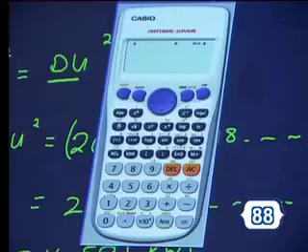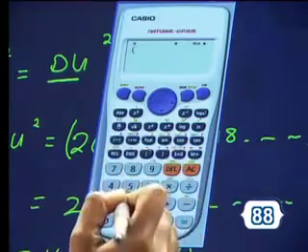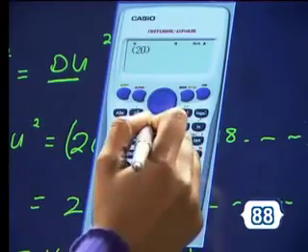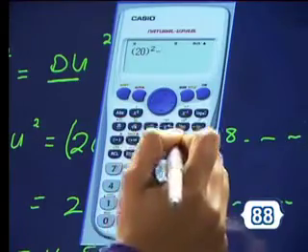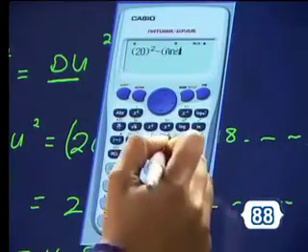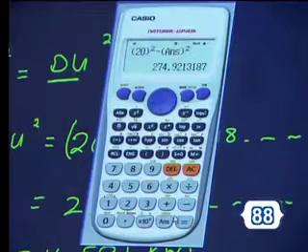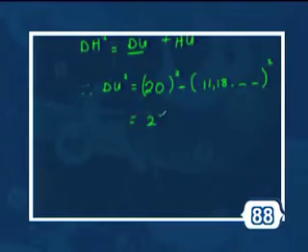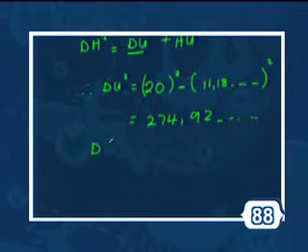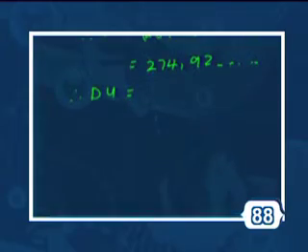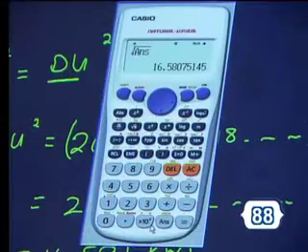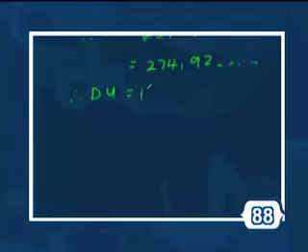So using our calculator, we can say DU squared is 20 squared minus the answer that we just had, squared. And that will give us 274,92. Once again, we're not going to round that off. We're going to keep it as it is on the calculator. And in order to work out DU, we have to square root both sides. So we find the square root of that answer, and our answer here would be 16,581 kilometers, correct to 3 decimal places.